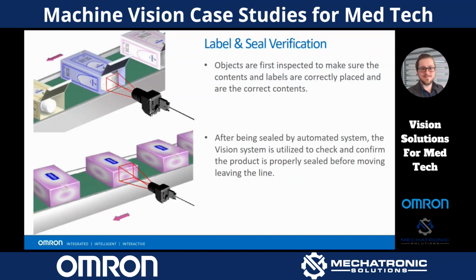And this is a really good example of how it works. So first, we have an object coming down a line where they are inspected to make sure the contents and the labels have been correctly placed inside of the box. Then later down the line, once some sort of automated process has been done to seal the box, the vision system is then being utilized again to check and confirm that that seal is correctly there. Then once the product leaves the assembly line, we know that those were properly placed and the seal on the container is secure. So if a customer gets a bottle of ibuprofen and that seal is not secure, they know not to use that product, return it, and get a new one because something happened after the factory.